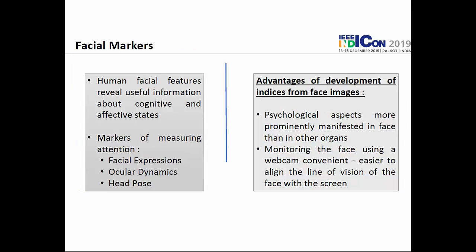So which are the facial markers? Facial markers would be facial expressions. Then we have ocular dynamics, which is based on our eyes, and head pose. And the advantages of developing indices from face images: psychological aspects more prominently manifest in the face, and monitoring the face using a webcam is convenient.